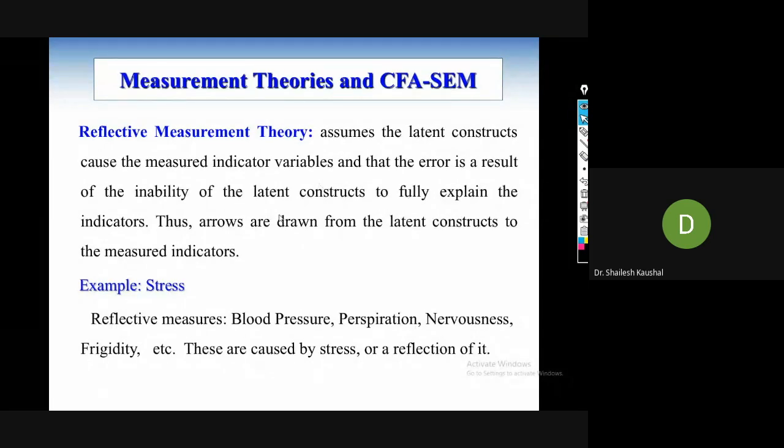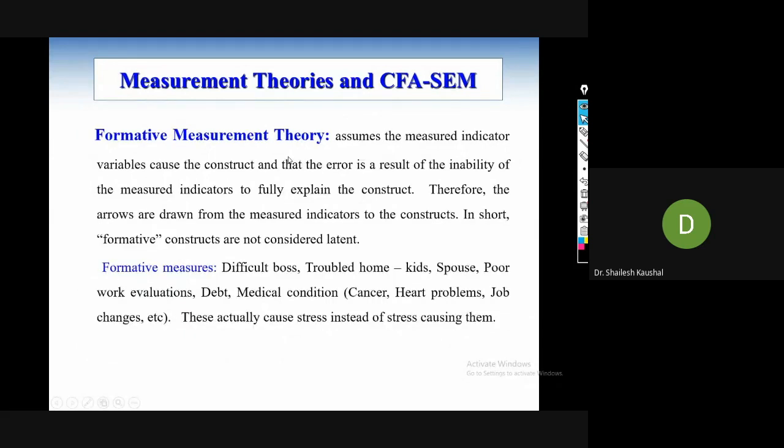In AMOS, we can use only the reflective measurement model, and we cannot perform the other model, that is the formative measurement model. Formative measurement model means what is creating the stress. These are the variables, the assumed measured indicator variables. Now measured variables are causing the construct, as in the formative measurement.